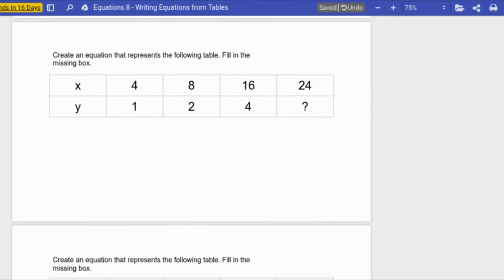Okay, put the video on pause and see if you can find the equation that represents this table, and then turn it back on and check your answer.